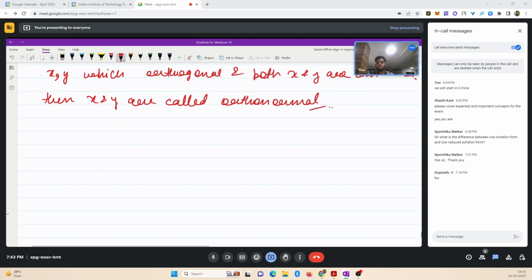Okay. Probably this is the last thing that we are going to do today. This is called Gram-Schmidt's process. So why is this process useful?